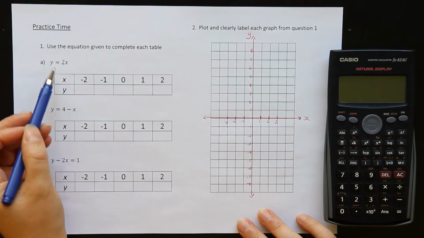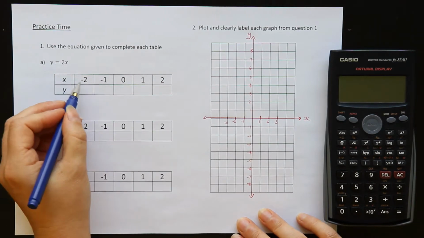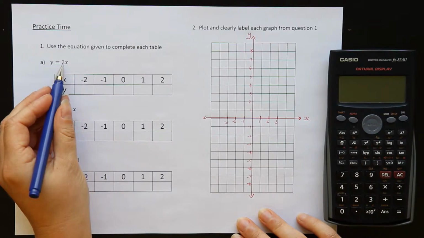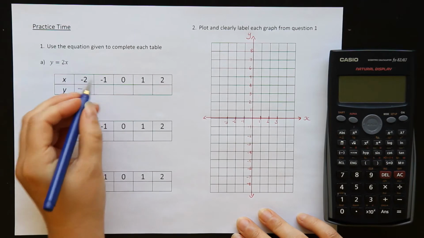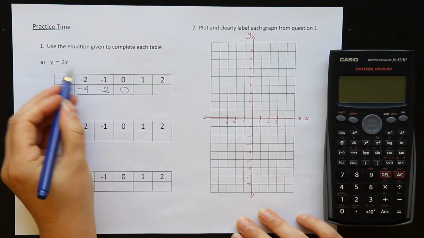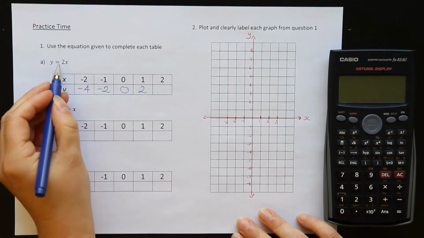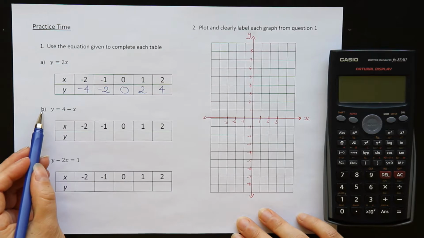Okay, so let's go and fill in this table. Y equals 2x is my equation, so I want to times each value by 2. 2 times -2 is -4. 2 times -1 is -2. 2 times 0 is 0. 2 times 1 is 2. 2 times 2 is 4. Okay, first table done. Let's have a look at B.